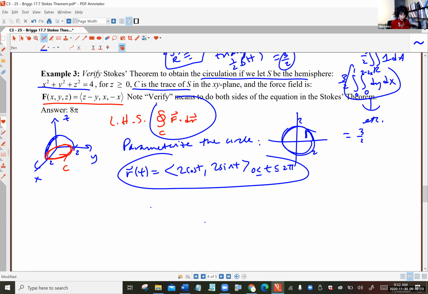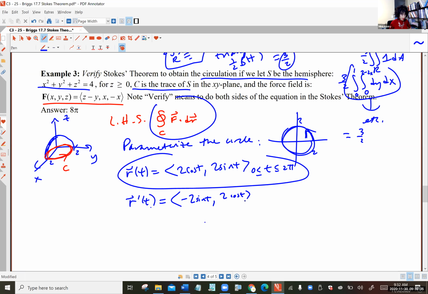Well, if you're actually going to do a line integral, you're going to take a dot product of F with dr. dr involves the velocity vector. So you're going to go, okay. By the way, if you wanted it clockwise, you would just reverse these two components. A clockwise circle would be 2 sine, 2 cos. Okay, now r prime, the velocity vector, is -2 sine, 2 cos.